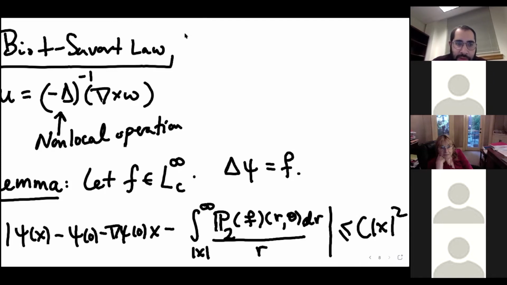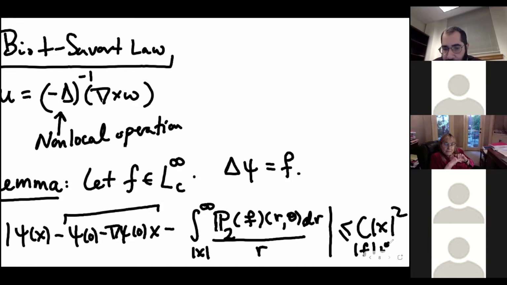Okay, so let's reflect for a moment on this lemma. All of this stuff is just the normal first order correction. But it's saying that psi is essentially determined, so the unbounded part of its second derivative is, sorry, this is C x squared, f in L infinity. If f is just bounded, we know D2 of psi doesn't need to be bounded, but its unbounded part is just captured by this simple integral.